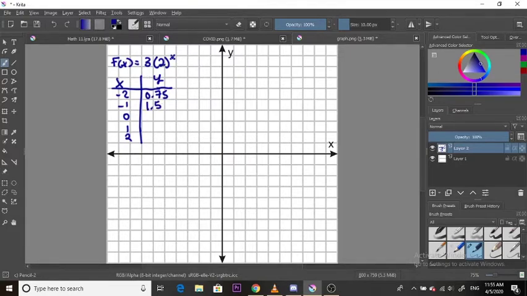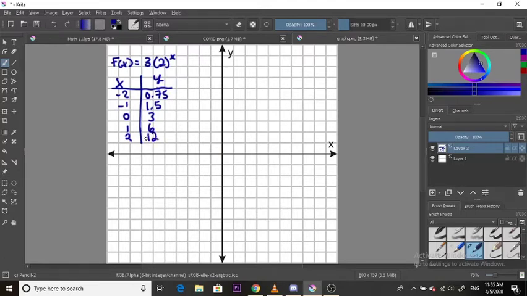Now, 2 to the exponent of 0 is going to be 1. 3 times 1 is 3. 2 to the exponent of 1 is going to be 2. So 3 times 2 is 6. Now, 2 to the power of 2 is 4. 4 times 3 is 12.